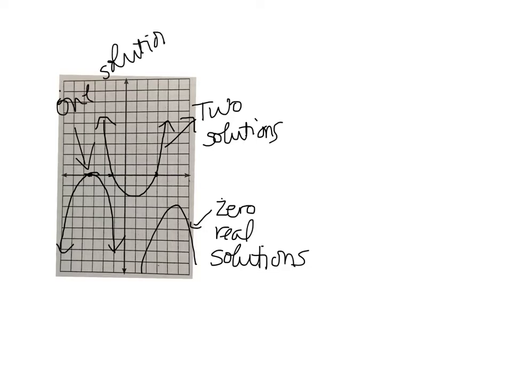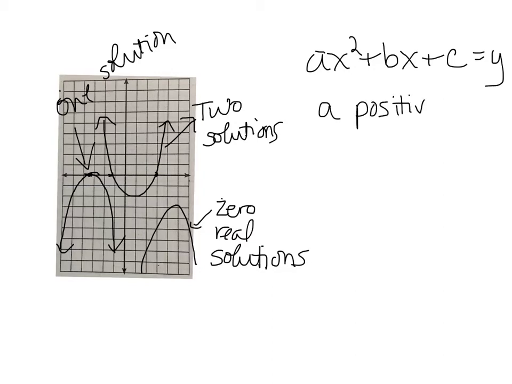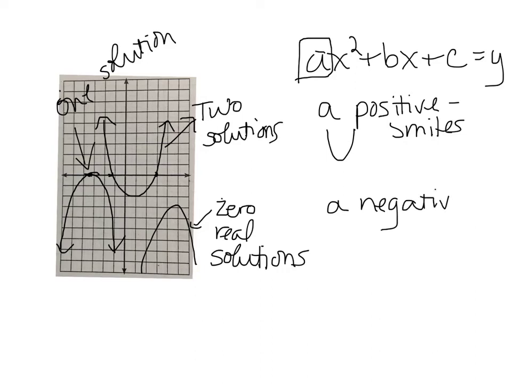I also want you to call to mind the fact that when we have ax squared plus bx plus c equals y, when a is positive, the parabola smiles. In other words, it opens like this. When a is negative, and a is a very specific number, it's the coefficient of the quadratic term, it frowns. In other words, it looks like this.